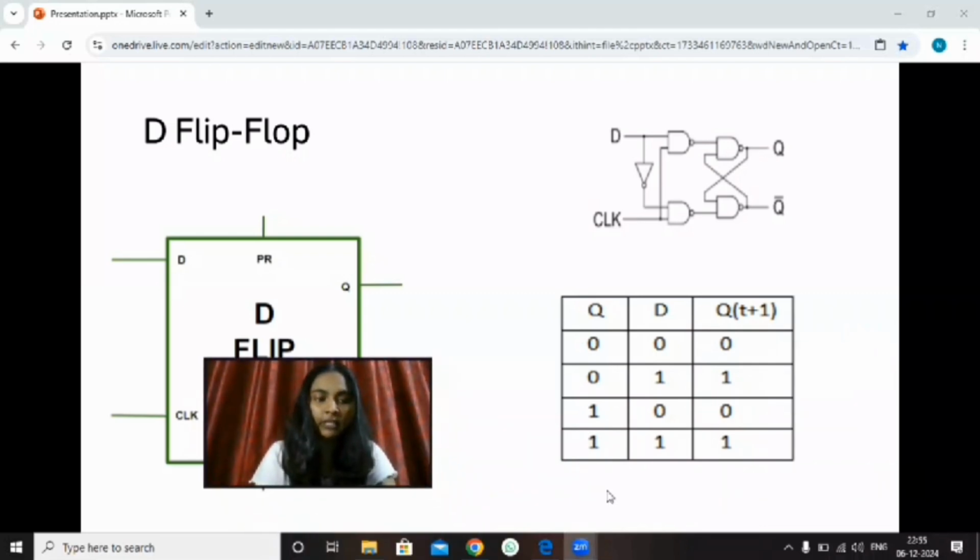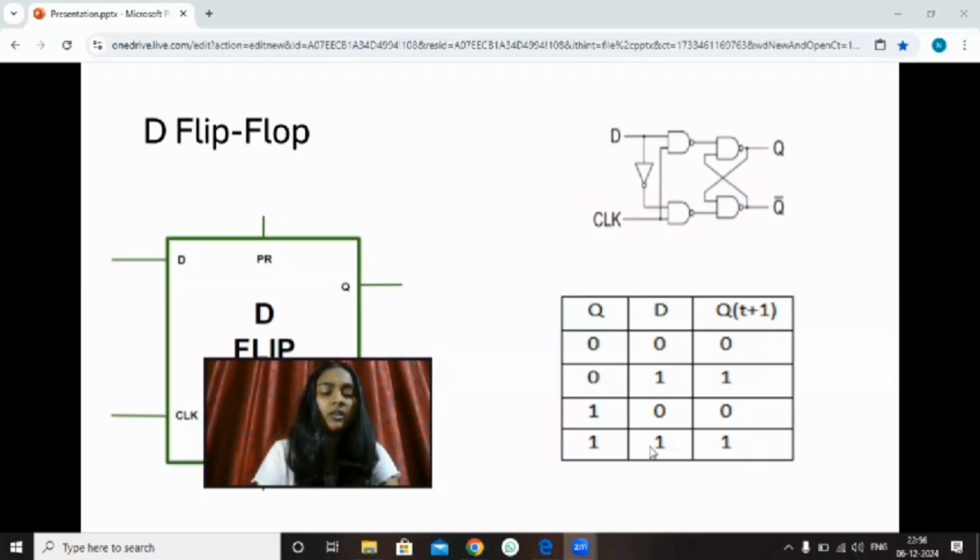Again we have 4 cases for the D flip-flop. Case 1, PR equals CLR equals 0. This condition represents an invalid state. Case 2, PR equals 0 and CLR equals 1. This state is the set state, in which the output Q is set to 1. Case 3, PR equals 1 and CLR equals 0. This state is a reset state, in which the complementary output, that is Q dash, is set to 1.